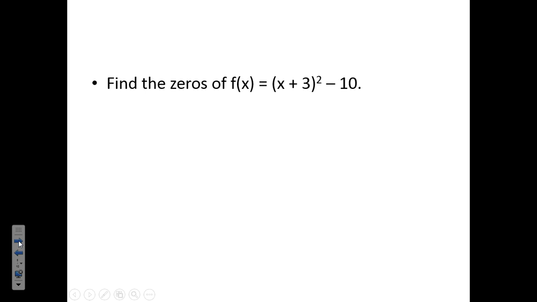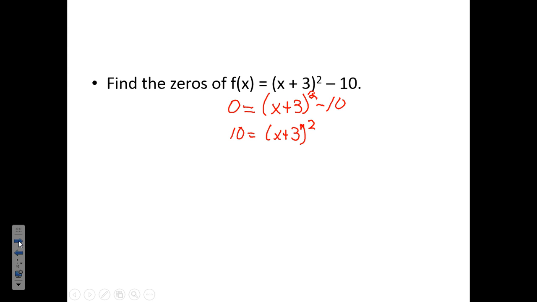What if I asked you to find the zeros of a quadratic equation in standard form? That just means where is it going to cross the x-axis? Where is y going to be equal to 0? So don't multiply it out. Don't make any more work for yourself than you need to. I want to say 0 equals (x plus 3) quantity squared minus 10. What do I do to solve that for x? Add 10. So 10 will be equal to (x plus 3) squared.